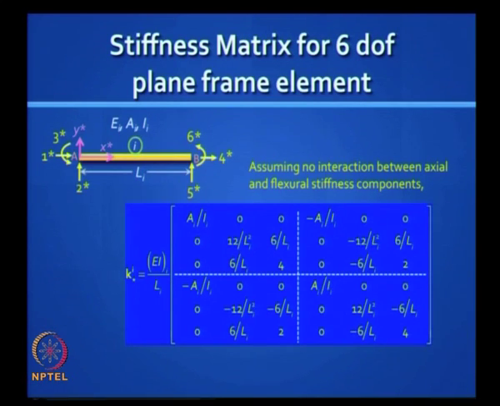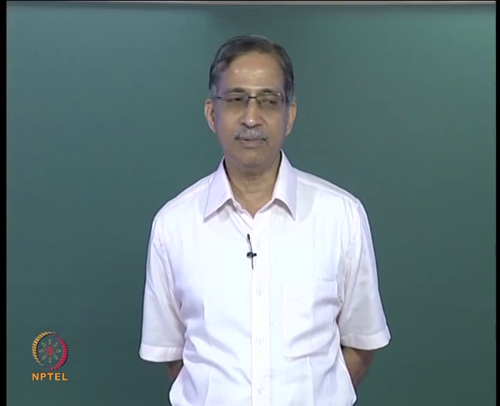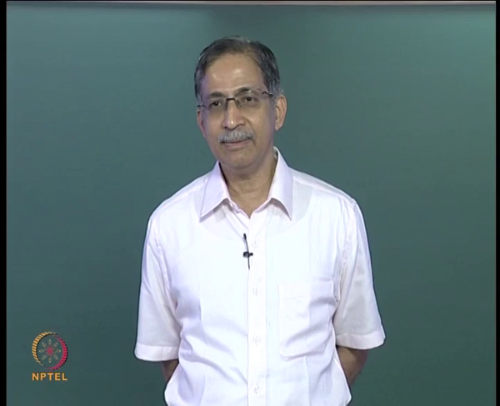If you recall, this is the 6 degree of freedom plane frame element that we used for the conventional stiffness method. This is a large matrix and it is a singular matrix. What is the rank of this matrix? 3. And one way of understanding why the rank is 3 is because mathematically you have 3 dependent rows or columns, but physically what does it mean?